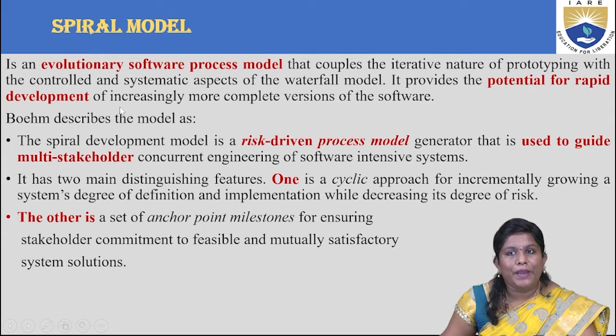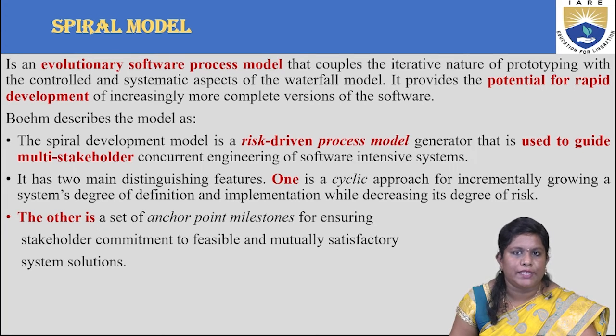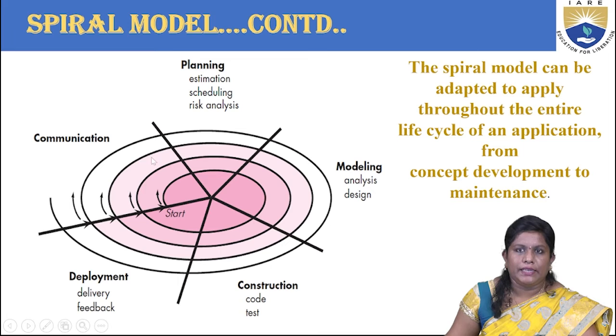And it has two main features. One is incrementally growing a system's definition. Next, you are trying to set some anchor point milestones. That is, at this point, this has to be delivered or executed. Those are called milestones or anchor points. Looking at the diagram, you have again the communication, planning, modeling, construction, and deployment. So it is moving in a spiral way. That is why it is termed the spiral model.